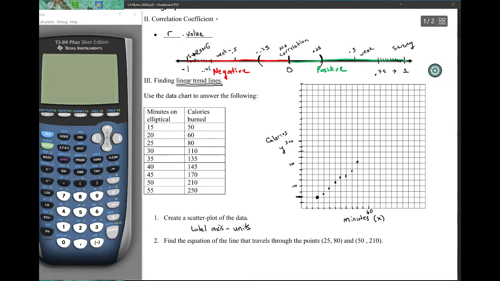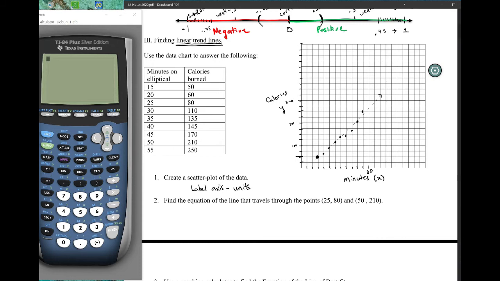So generally looking at this right away, I know it's not perfect, but you can see it's pretty straight. We would expect a pretty strong correlation. Now, for finding the equation of a line that travels through the points, this is known as the line of best fit. I'm actually going to let you use your calculator to do this.